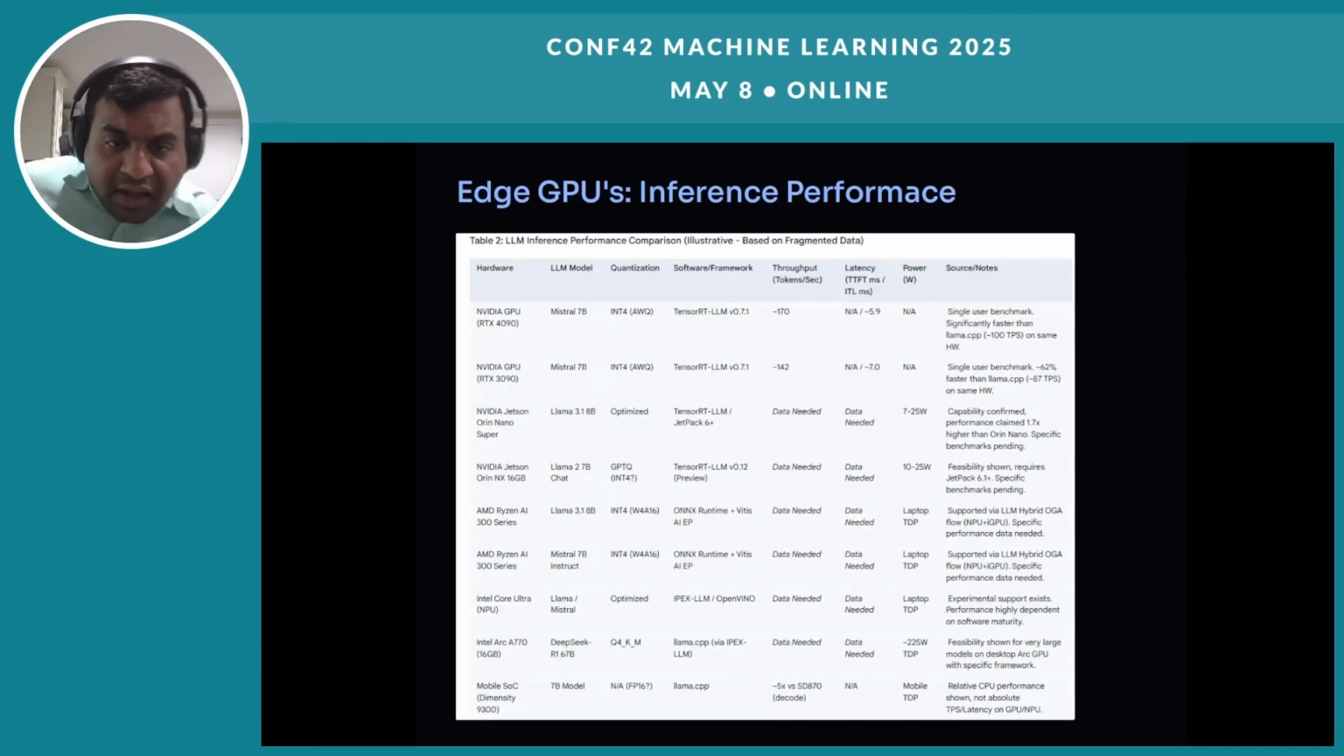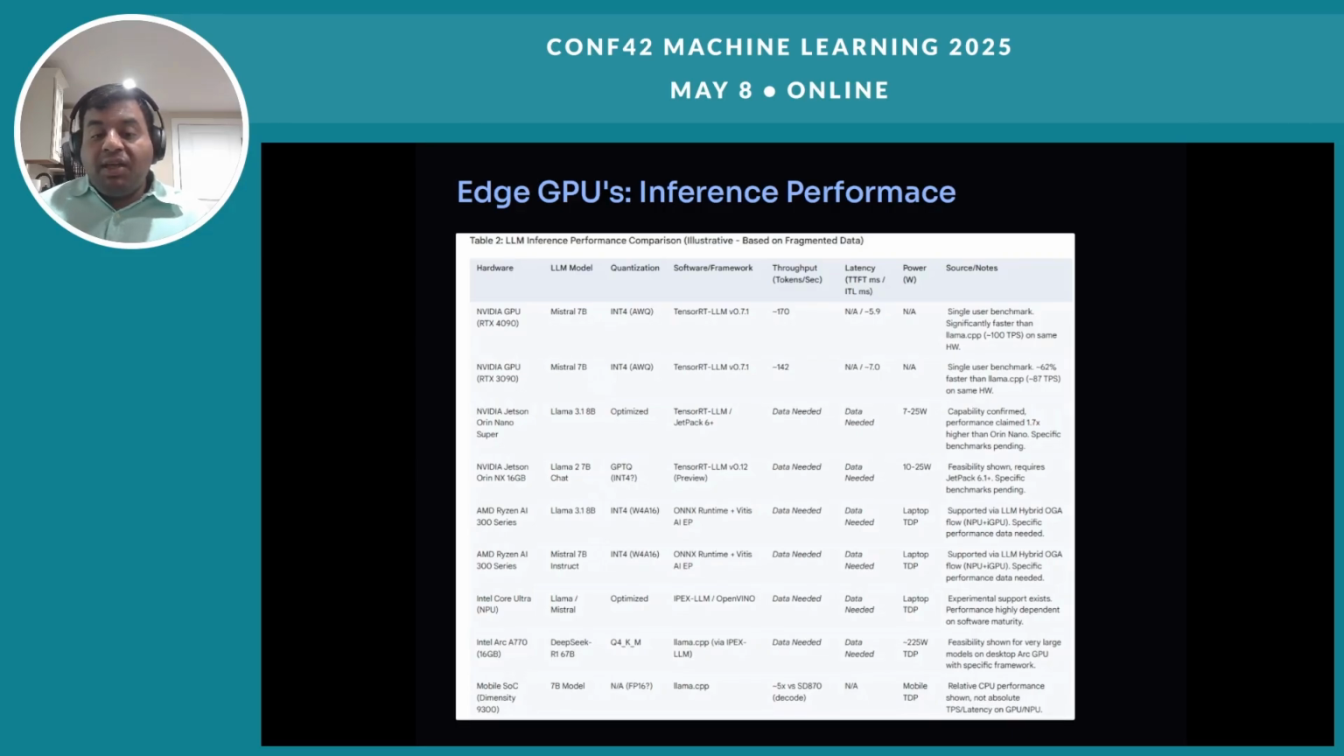Now, let's look at the inference performance, specifically for large language models, which are notoriously resource intensive. Again, this table is illustrative based on available data, which can be fragmented. Key things to note: high-end desktop GPUs like RTX 4090 or 3090 achieve very high throughput tokens per second using optimized frameworks like NVIDIA's TensorRT-LLM, significantly outperforming less optimized methods like llama.cpp on the same hardware.